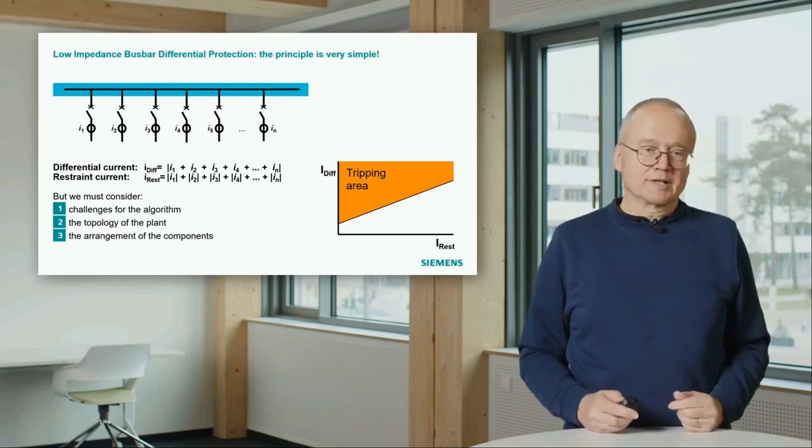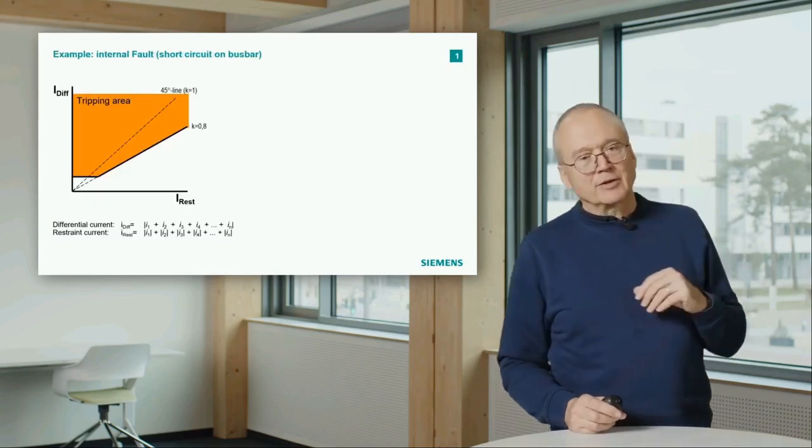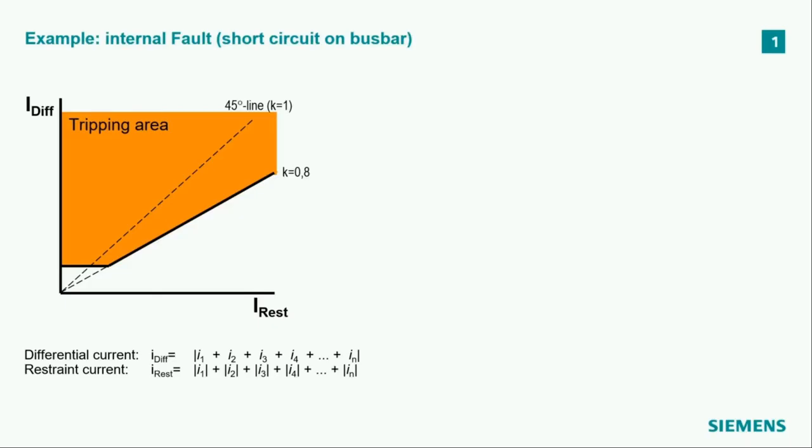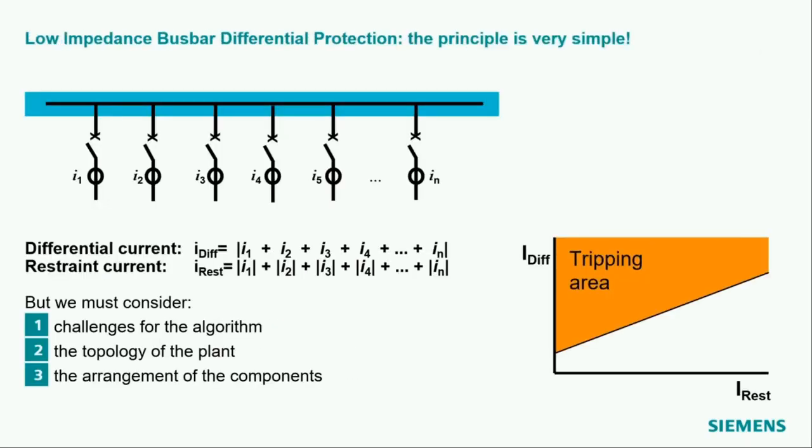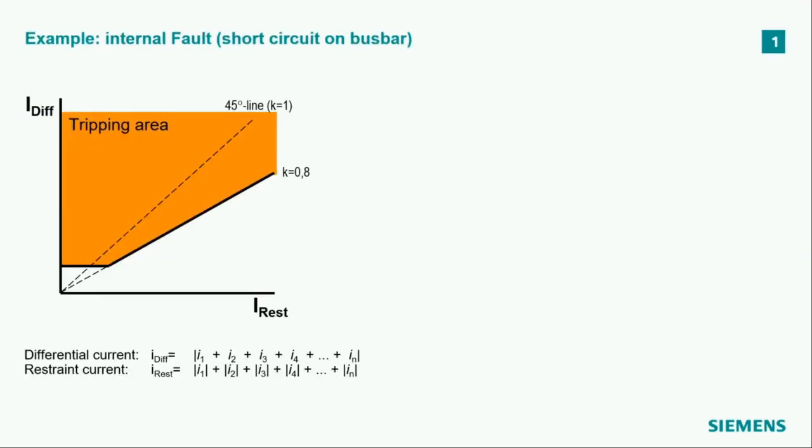I will start with a few examples. That is the characteristic we use. You see it's a little bit different from this symbolic thing I normally use. In this case our characteristic is very simple. We just have a slope of our tripping area, and near the origin a certain cutoff. You also see the 45-degree line. If we have a fault on the busbar, we are on the line. So let's discuss the different cases.